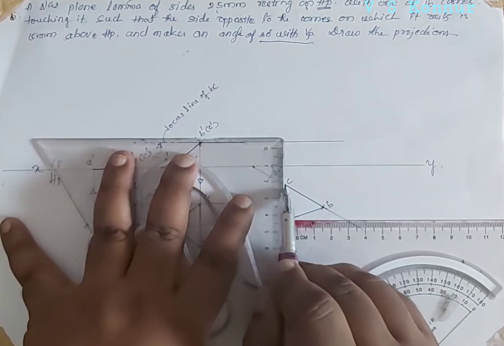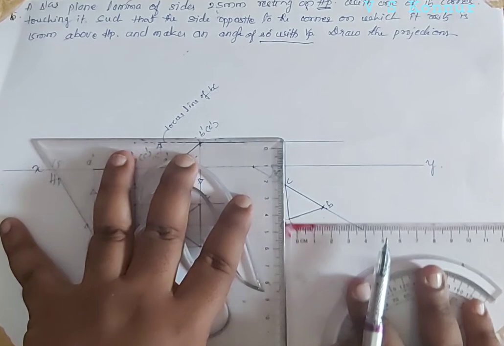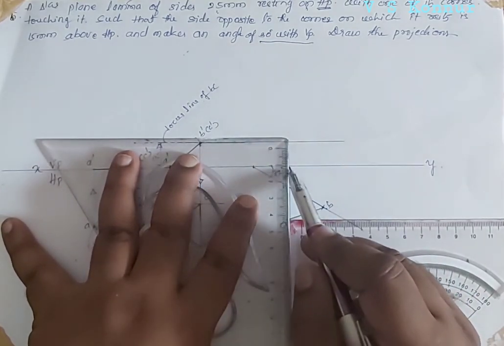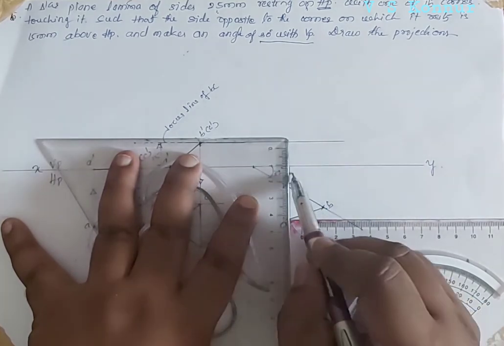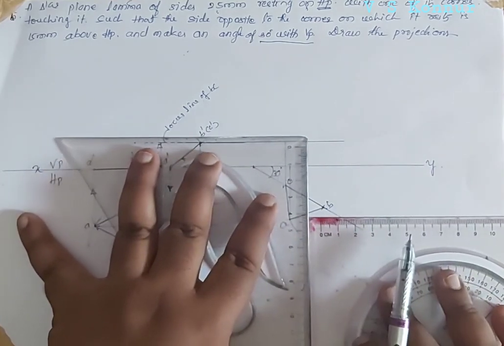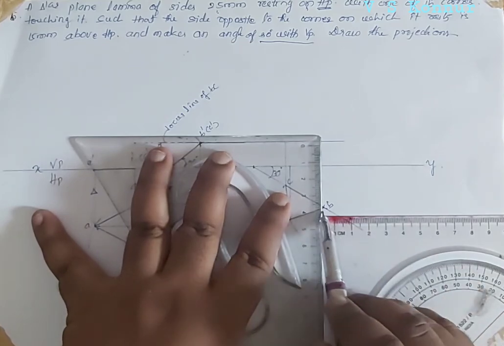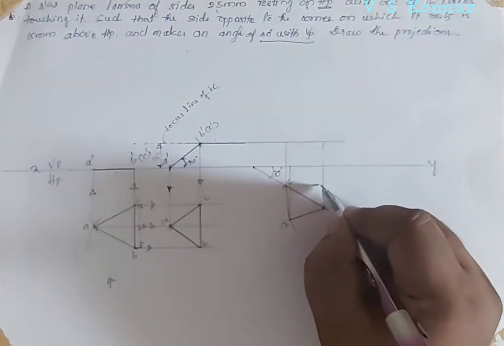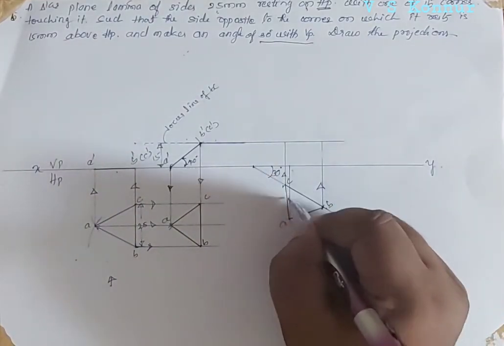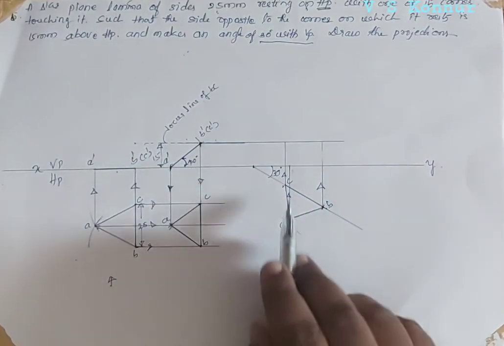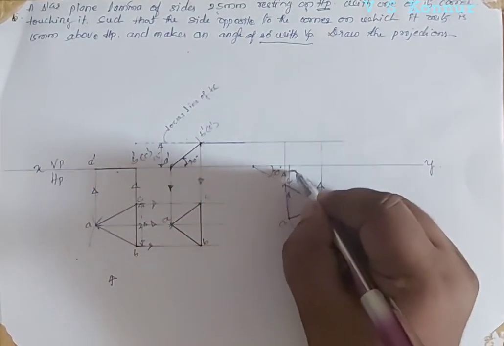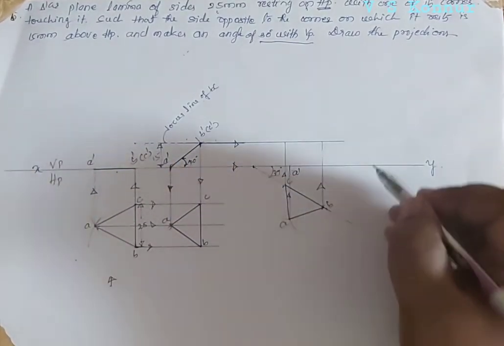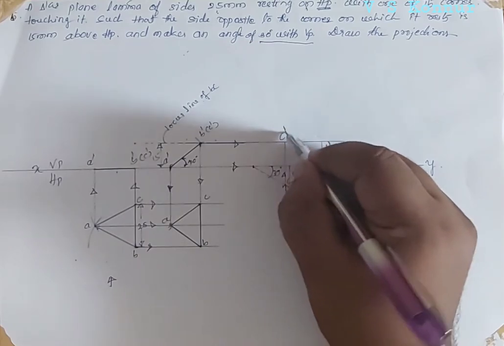From C point, then from A point, A is intersecting at XY line only, then from B point. So now the projector has been drawn. This is B, this is C, this is A. So A point intersecting at XY line only, we'll draw it as A dash. B point from here, both are intersecting. So this is called as B dash and this is called as C dash.